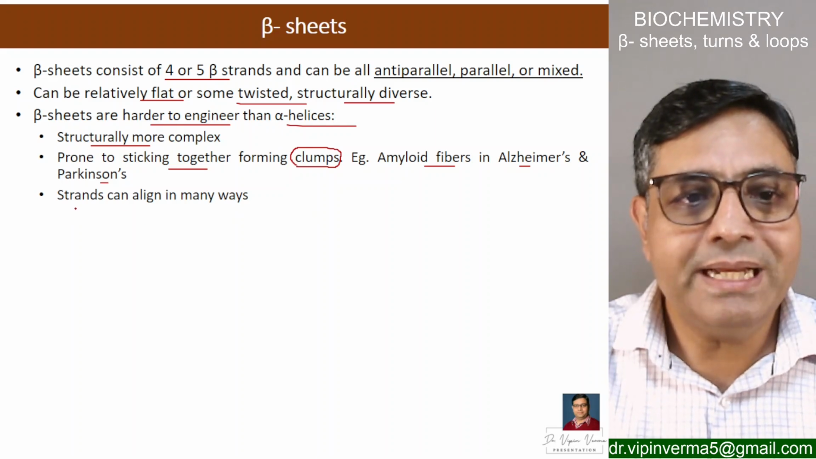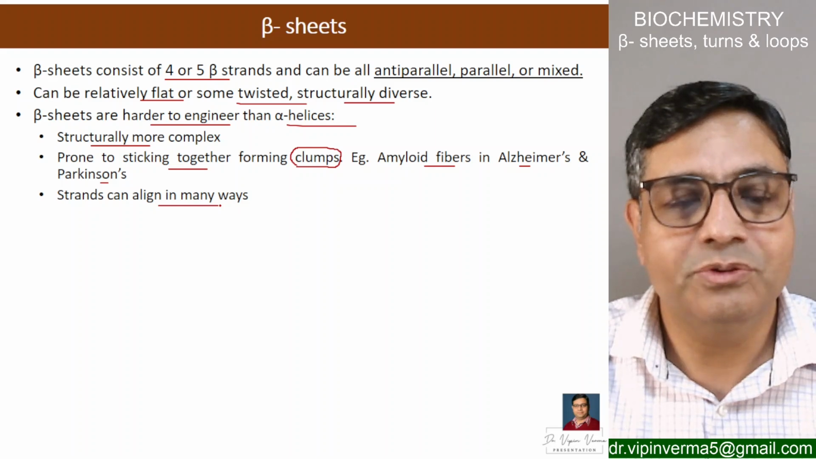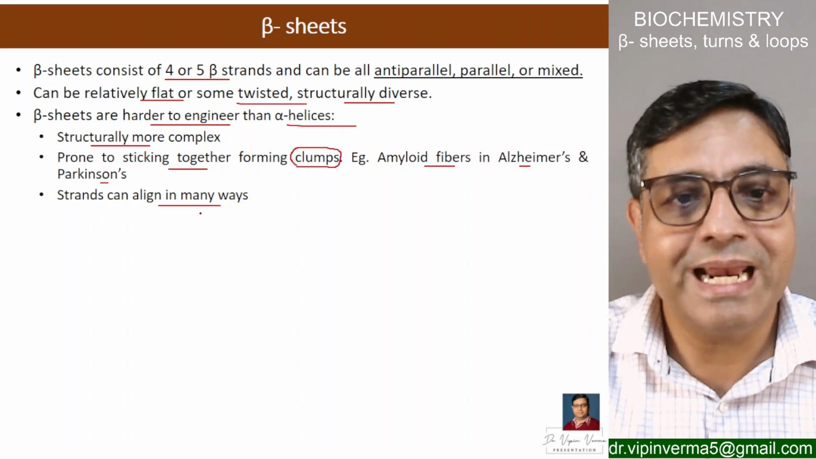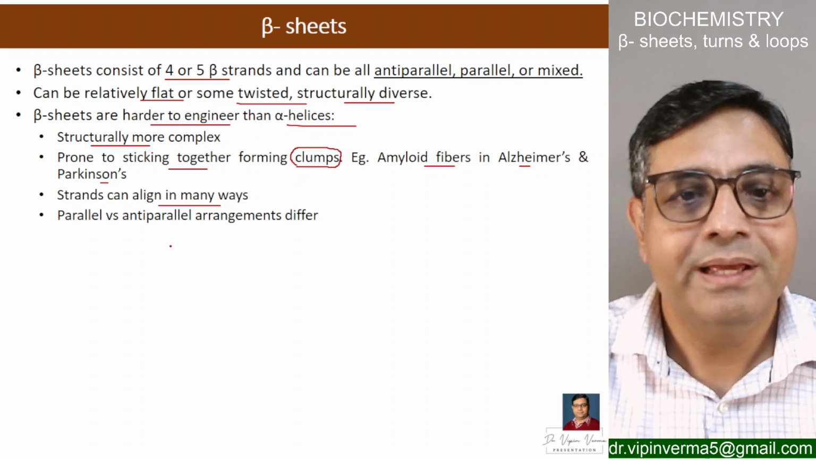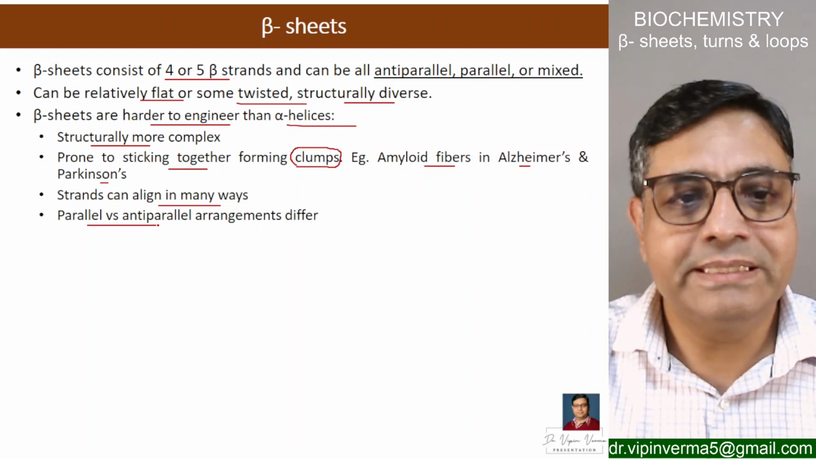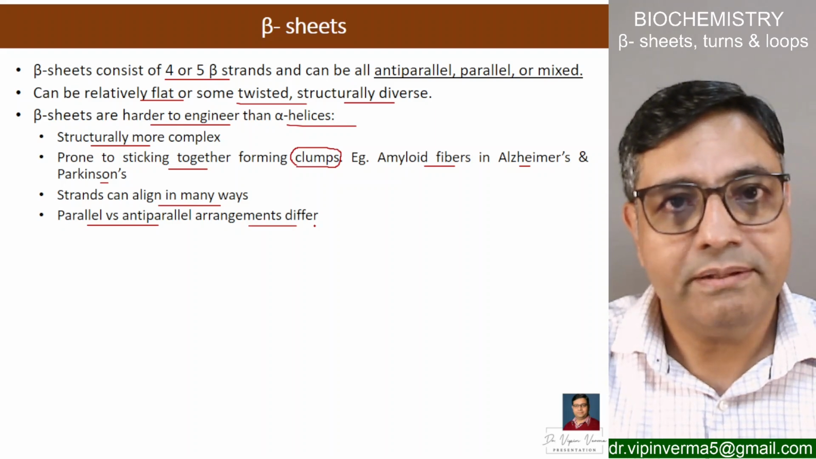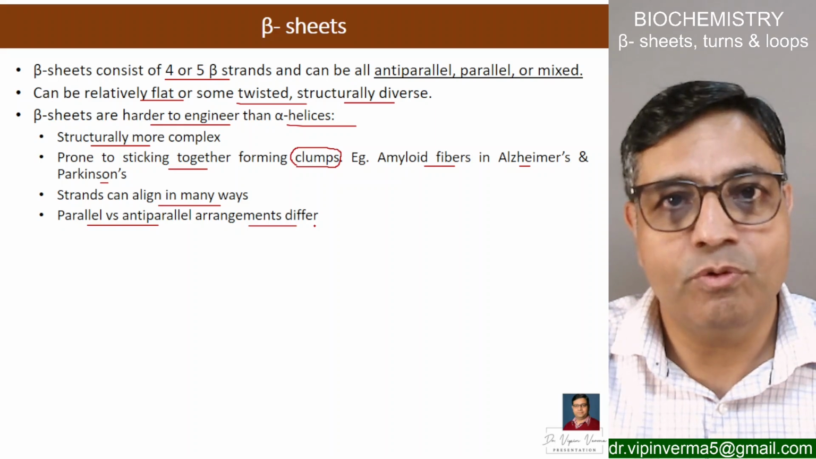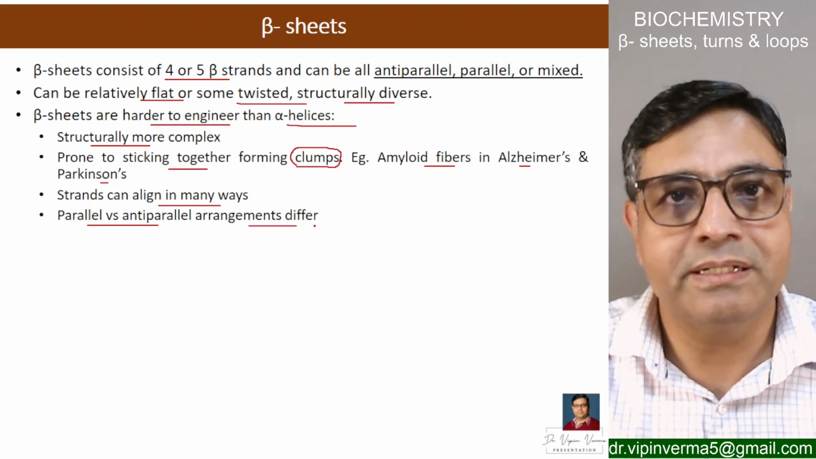Then the beta strands can align in many ways because they are strands. So not necessarily can they be parallel. Sometimes they may not be parallel. Okay. So they can align in many ways when we are engineering beta sheets here. Then parallel versus anti-parallel arrangements differ. Okay. So these two arrangements, they differ. And we know very well how these arrangements are done using the turns.